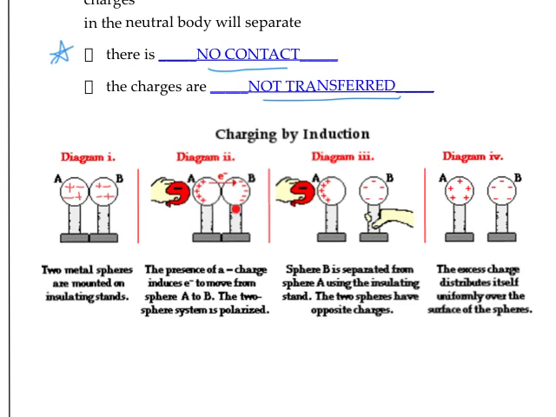So now that those charges have been separated, we can physically separate the two spheres, and then the excess of the positive charges would make one of them positively charged, and the other one would be negatively charged. So there was no contact needed. We just brought a charged object near something that was neutral and caused those charges to separate within that object.